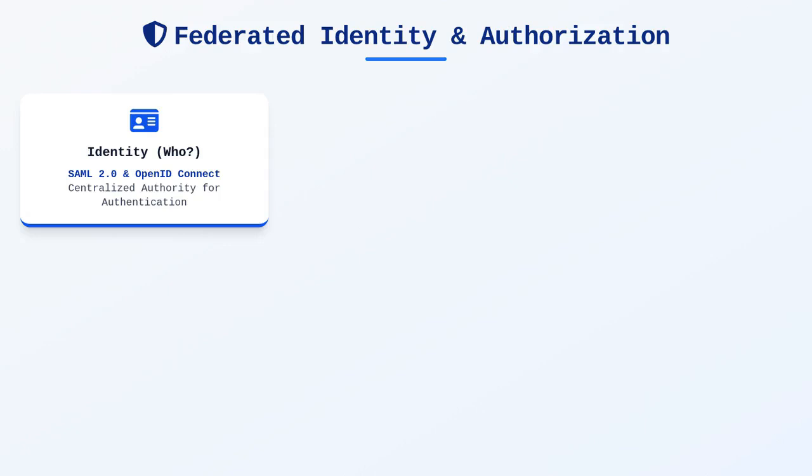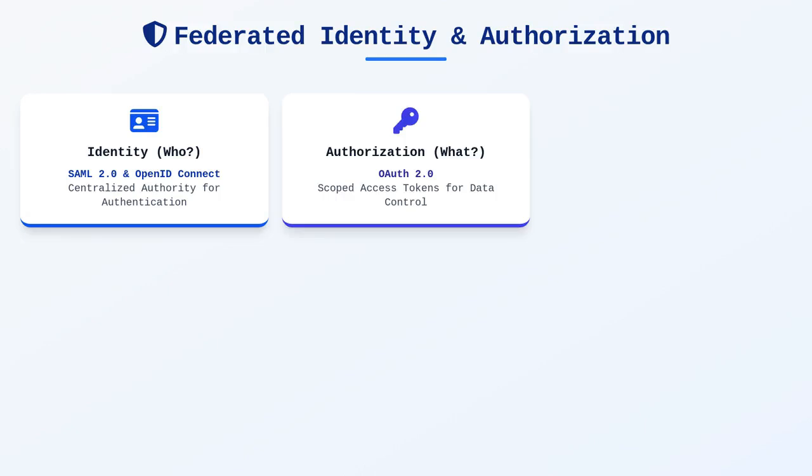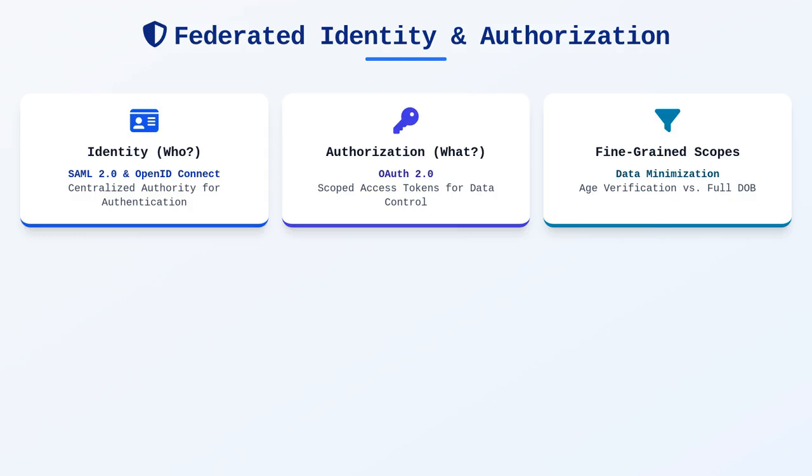Federated identity protocols such as SAML 2.0, OAuth 2.0, and OpenID Connect provide the infrastructure needed to maintain a centralized authority while granting fine-grained authorization scopes. By using OpenID Connect for identity and OAuth 2.0 for authorization, developers can issue scoped access tokens that limit the amount of data shared with downstream services. An authorization scope acts as a contract, explicitly defining what the client application is allowed to read or modify, such as preventing an application from seeing a user's full date of birth when it only needs a verification of their age.